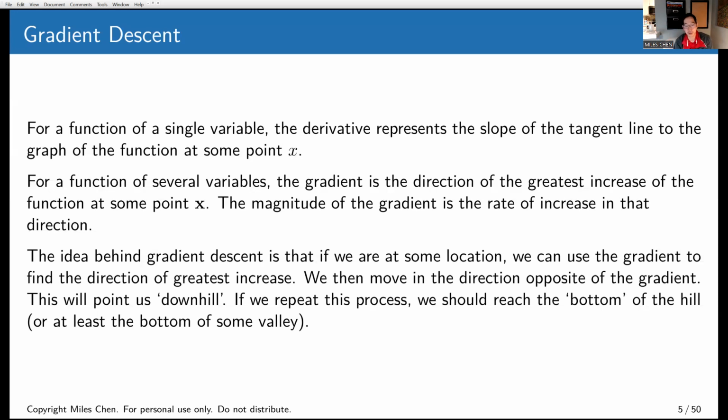Now it might just be a local minimum. Okay, but I might reach some location, some local minimum.